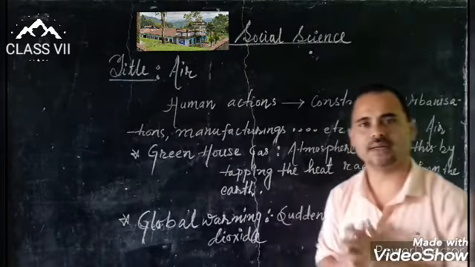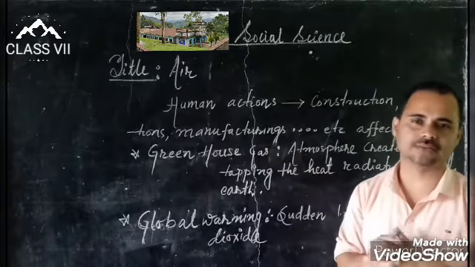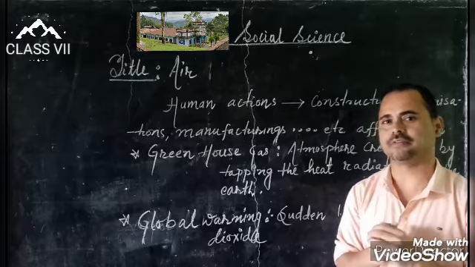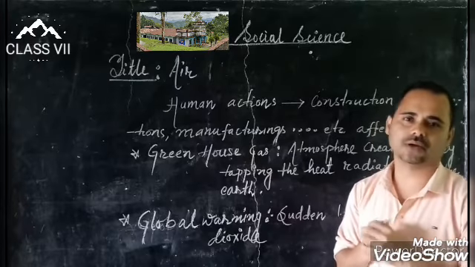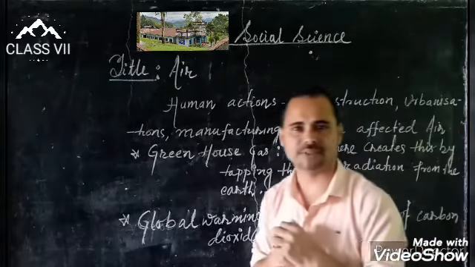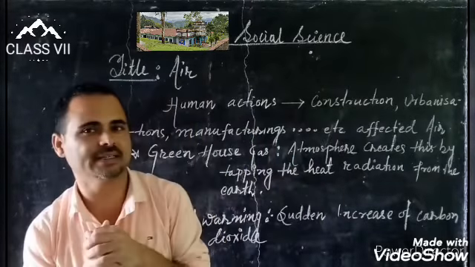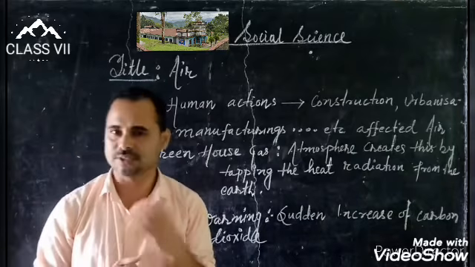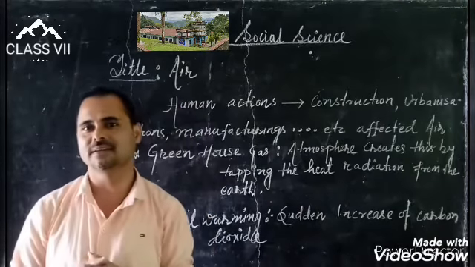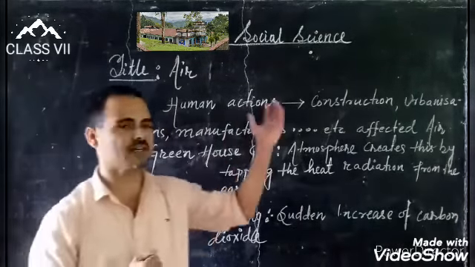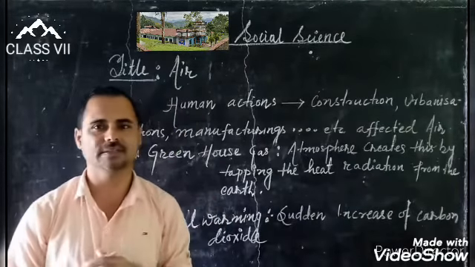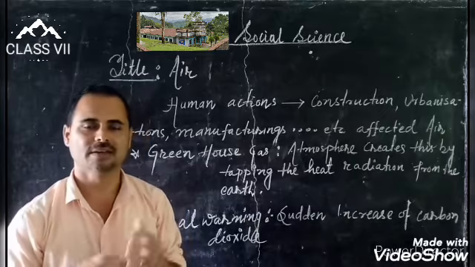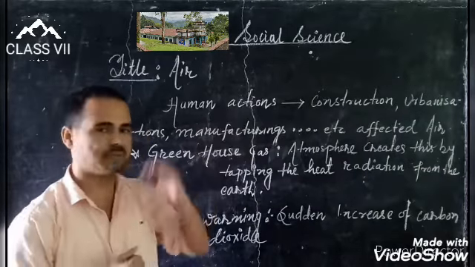Humans perform different kinds of activities for their better survival or comfortable living. These actions cause a threat to the environment, and we cannot isolate the atmosphere from the environment. And what are these actions which affect the atmosphere or the air? Let us try to understand. These actions are construction work. You might have seen the various construction work carried out by human beings for their survival or comfortable living. Another is urbanization.